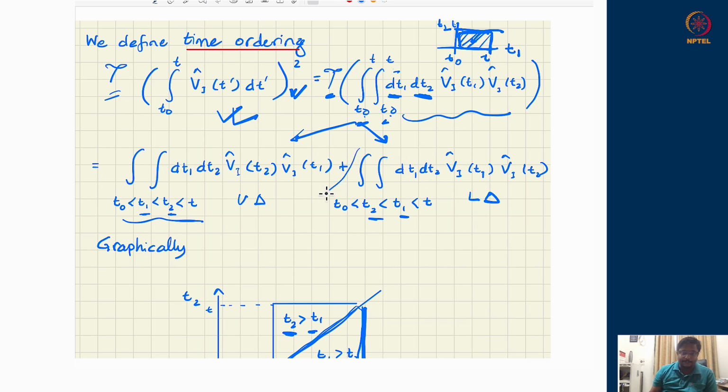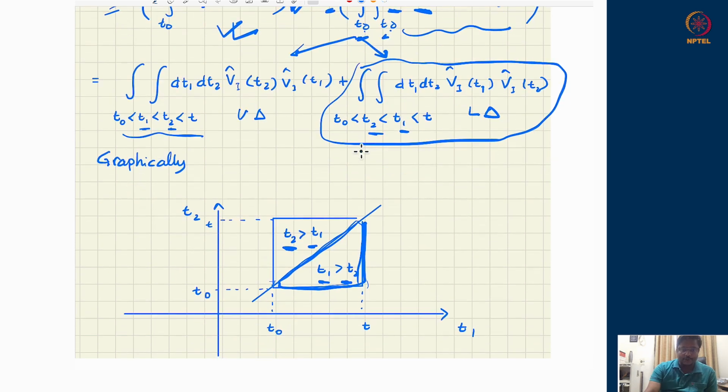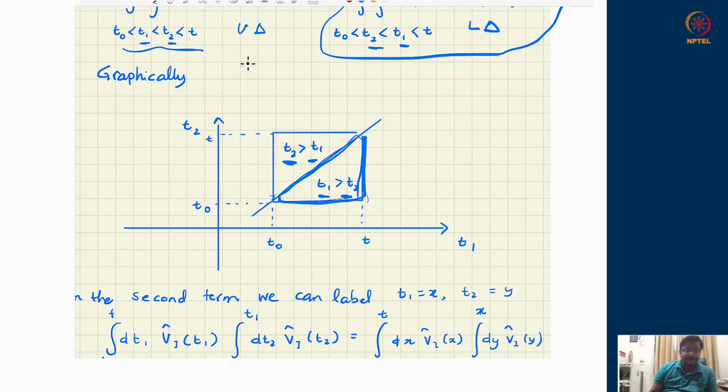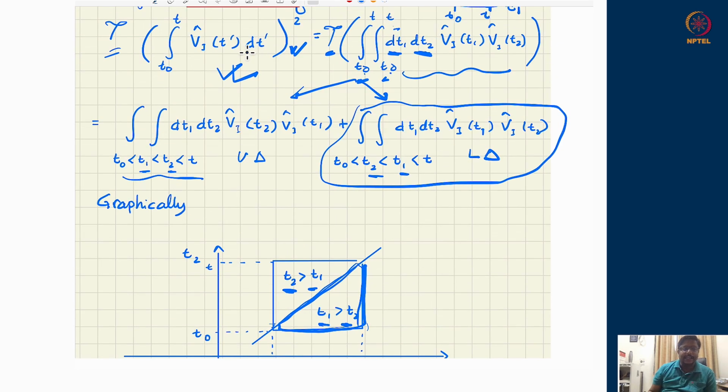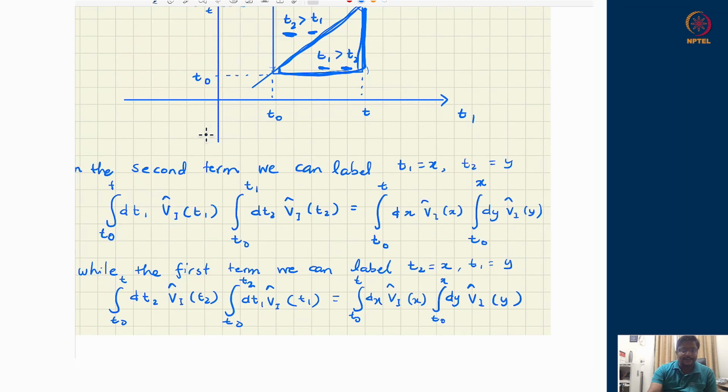Out of that one piece, the lower triangle looks like the integral which we want. So what do we do with the upper triangle? The upper triangle can also be converted into a lower triangle integral, because you see the integrands are the same, t2, t1. What I can do is relabel, call this thing x and this thing y. Let us first look at this lower triangle integral.